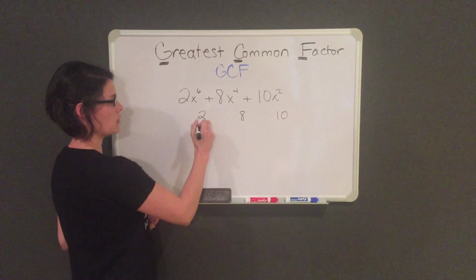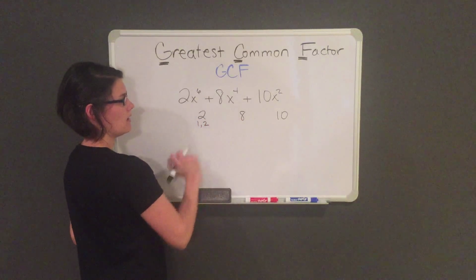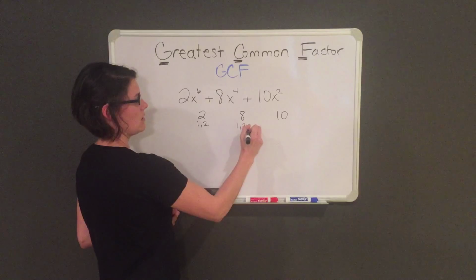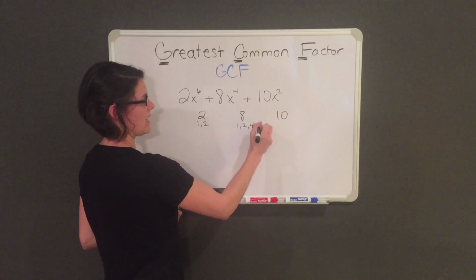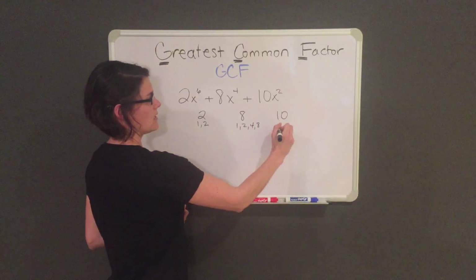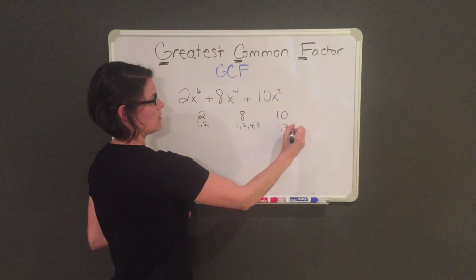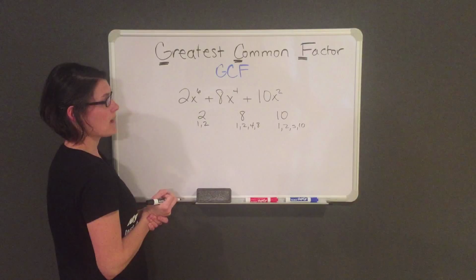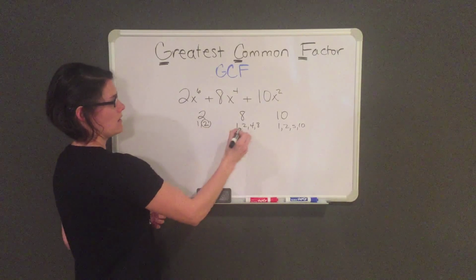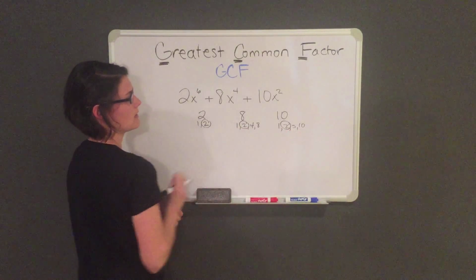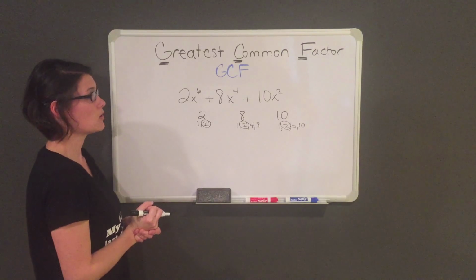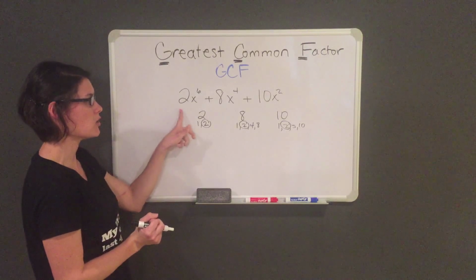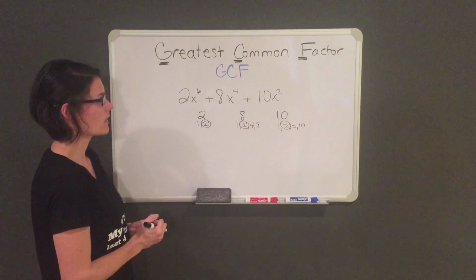So the factors of 2 are 1 and 2. Factors of 8 are 1, 2, 4, and 8. The factors of 10 are 1, 2, 5, and 10. The number that they all have in common, and it's the highest, is 2. So 2 is the greatest common factor between 2, 8, and 10.